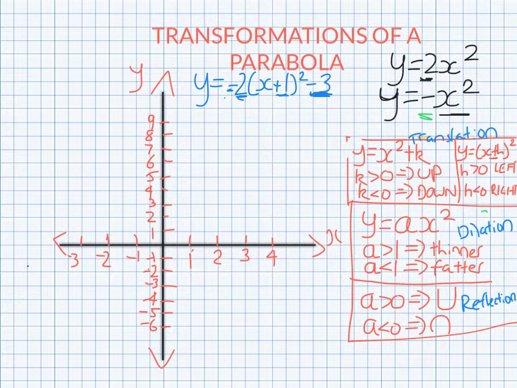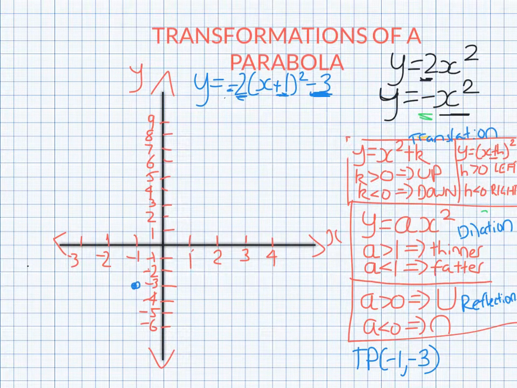So let's start with the turning point. The turning point of this will be minus h, sorry, which in this case is minus 1, and then k, as I showed you in a previous example. So the turning point of the parabola is at minus 1, minus 3, which is this point here. So that is going to be the turning point.